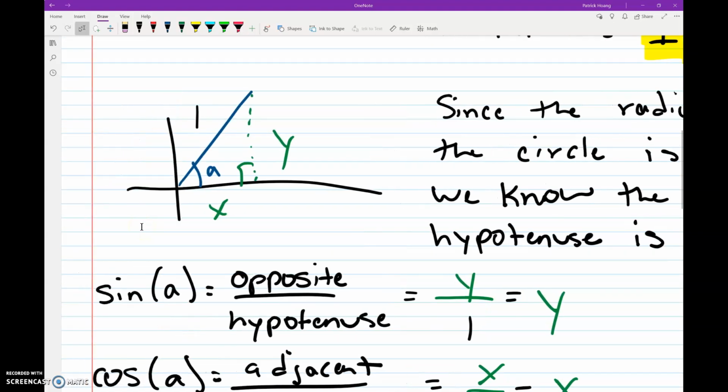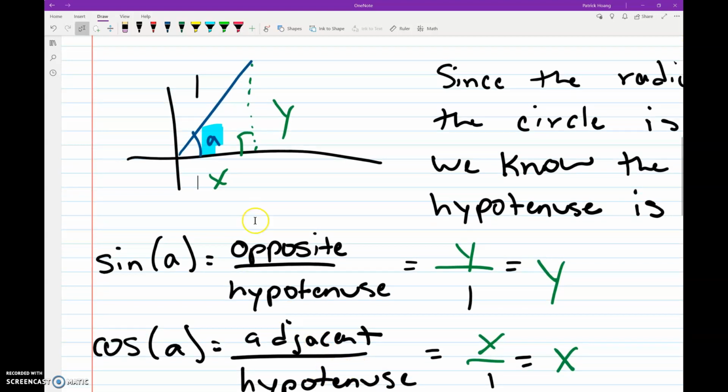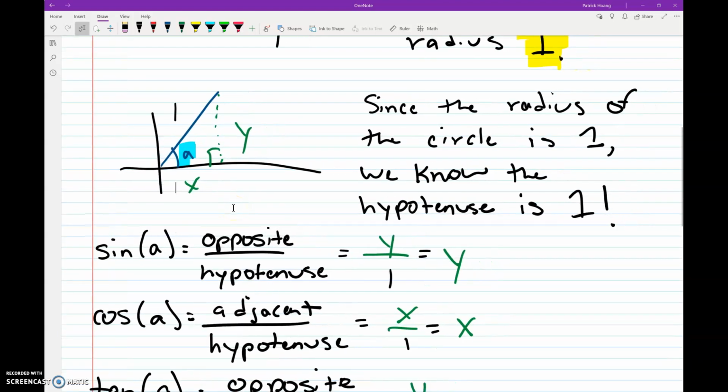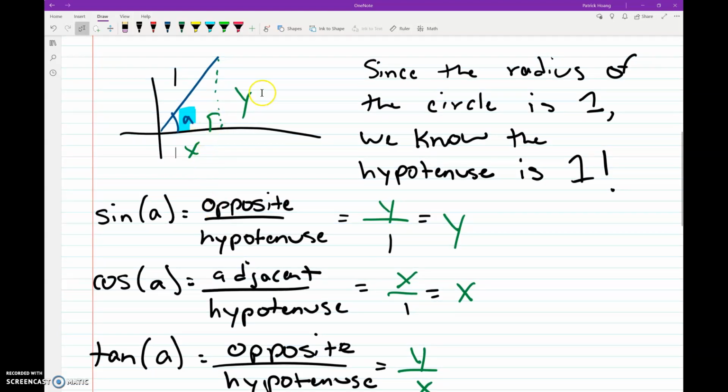Let's talk about these trig ratios. Let's look at this angle right here, angle A. Sine is opposite over hypotenuse, so that's y divided by 1. Any number divided by 1 is just the original number, so y divided by 1 is y. Let's talk about the cosine of A. Cosine is adjacent over hypotenuse. In this case, it's x divided by 1, so that means it's equal to x. And finally, the tangent of A. Tangent is opposite over adjacent, so this is y over x.